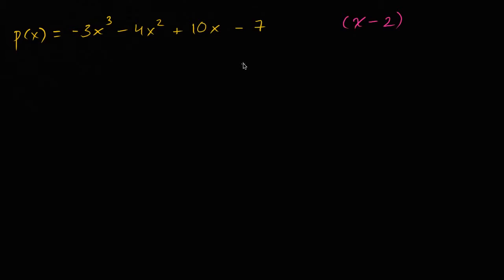The polynomial remainder theorem tells us that if I take a polynomial p of x and divide it by x minus a, the remainder is just going to be equal to p of a. So in this case, our p of x is this. What is our a? Well, remember, it's x minus a.